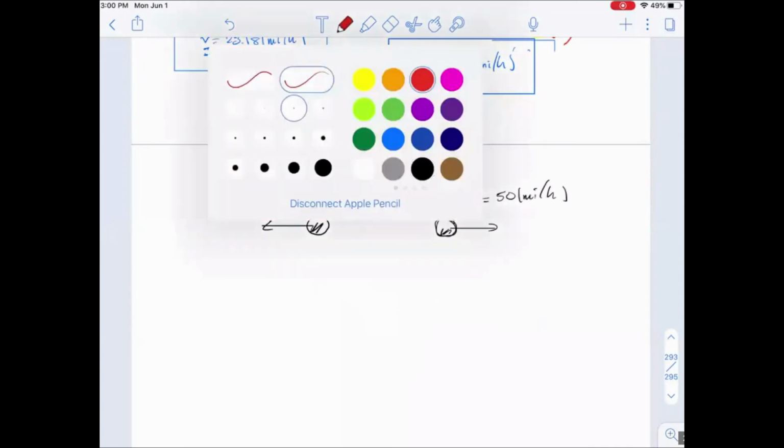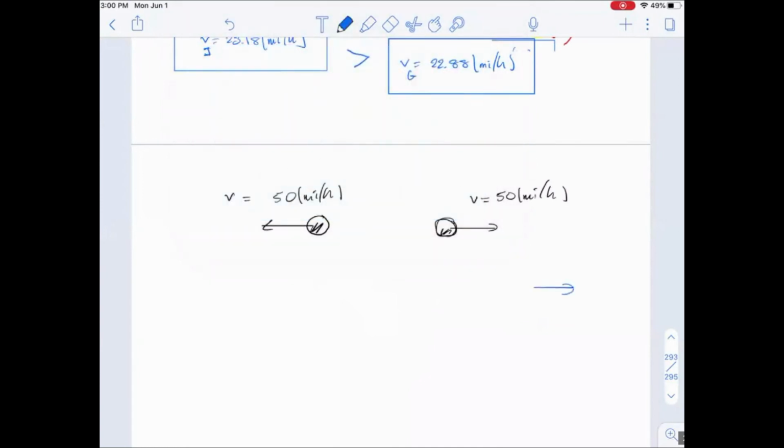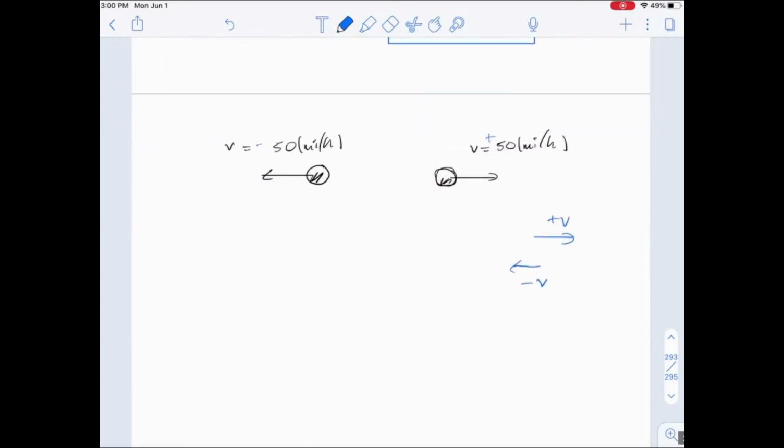If it's moving to the right, we'll take this to be a positive velocity. So this is going to be positive. If it's moving to the left, we'll take that to be a negative velocity. So this one is going to be negative. So we've got positive velocities and we've got negative velocities.